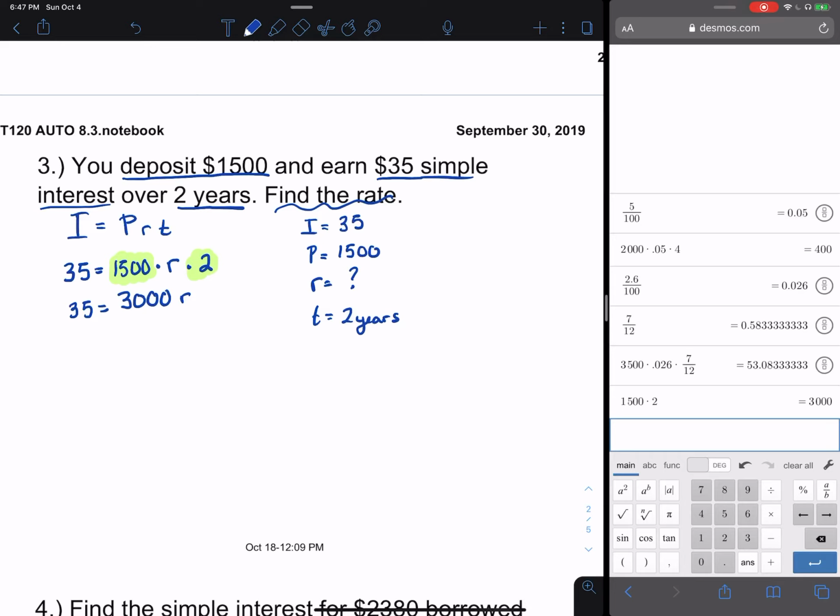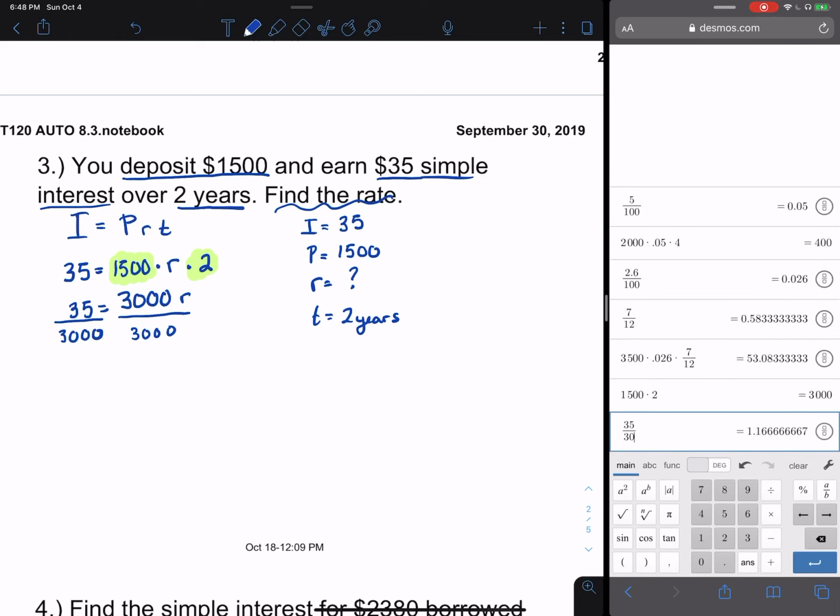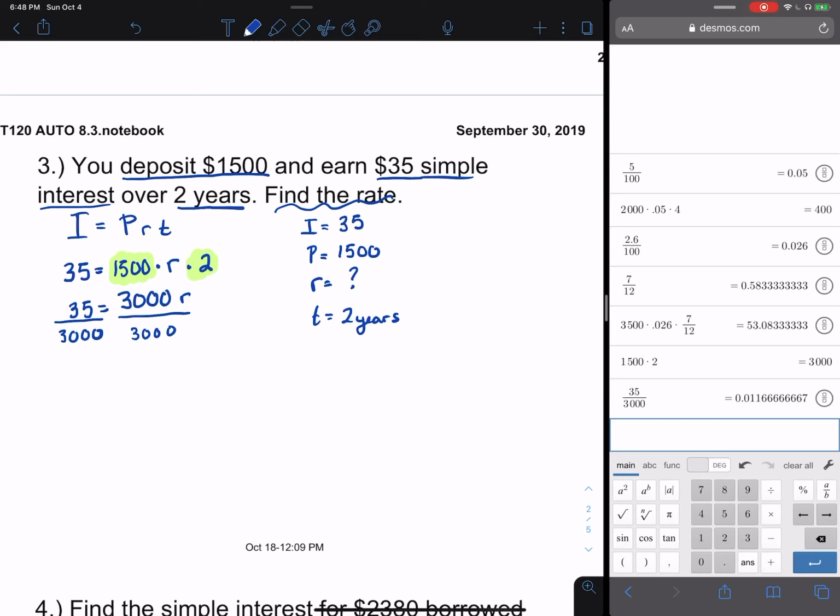I'm going to solve for that R. To undo multiplication, I use division. So I'm going to divide both sides of this equation by 3,000. If I do that, I have 35 divided by 3,000, which gives me 0.0116 repeating equals R.